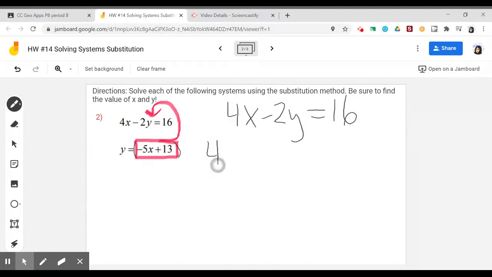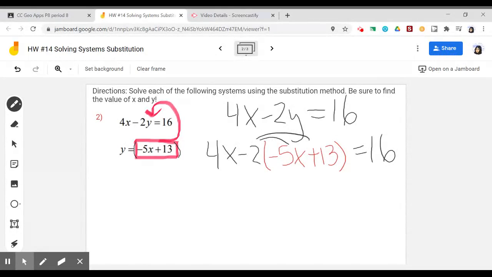So I'm rewriting my 4x. I'm rewriting my -2. And instead of y, I'm going to have -5x plus 13. And this is going to equal 16. And now that my equation is just in terms of one variable, I can solve for x. So I'm going to distribute this -2. -2 times -5x is positive 10x. -2 times 13 is going to be a -26. I'm going to recopy the 4x and put a plus because it's positive. This is going to equal 16.